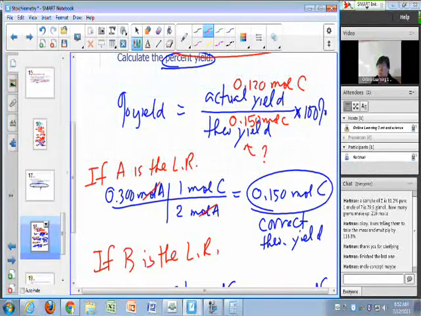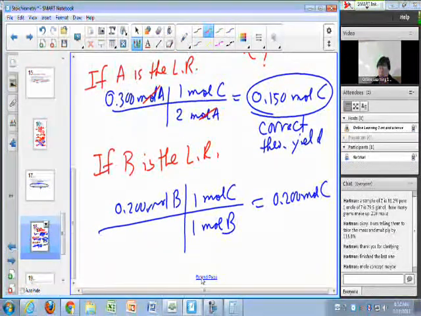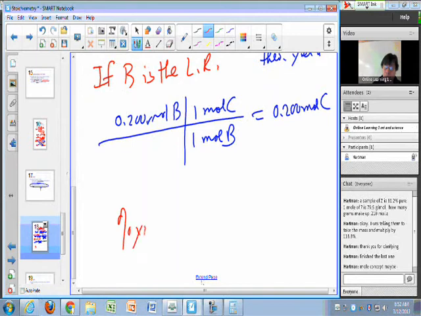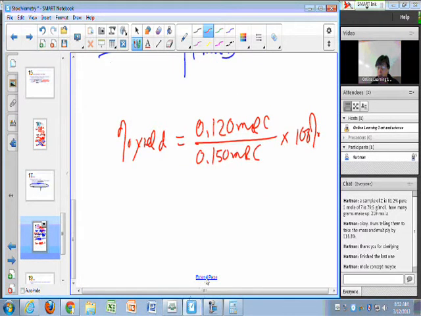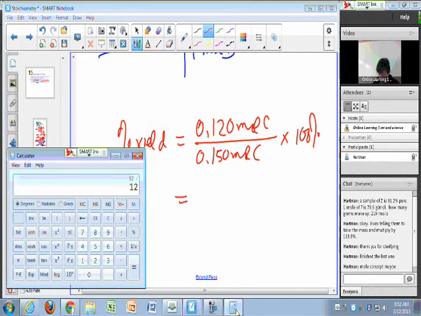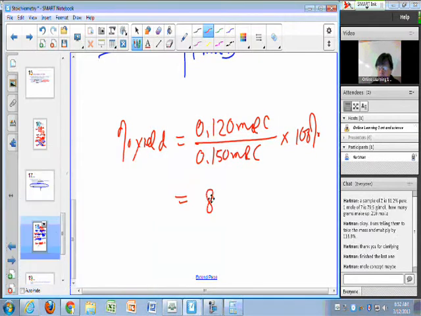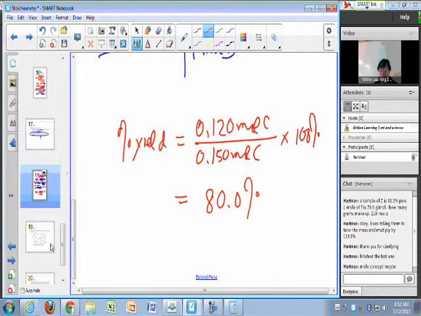So 0.12 divided by 0.15, our percent yield is 0.120 moles of C over 0.150 moles of C times 100%. Okay, that is equal to 12 divided by 15, 80% yield. 80.0%. Okay, so that's how you calculate your percent yield. Compare the actual yield to your theoretical yield.